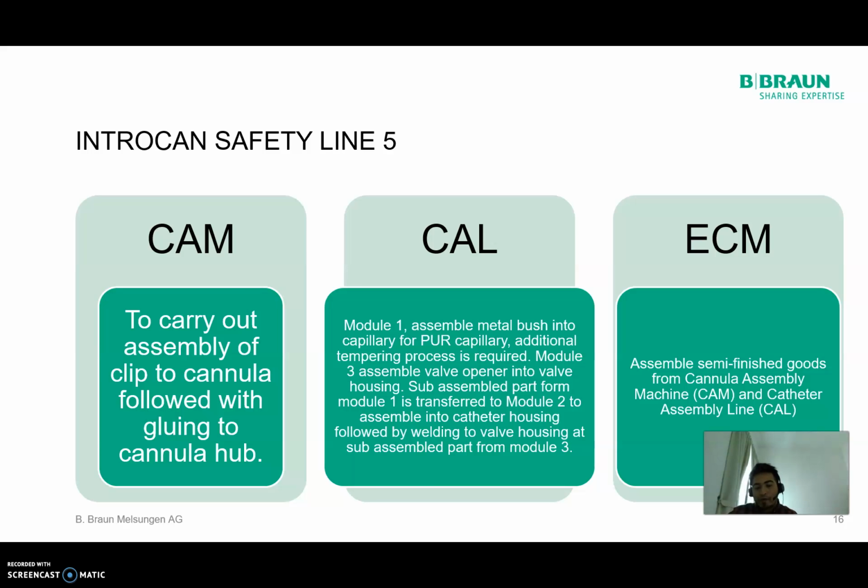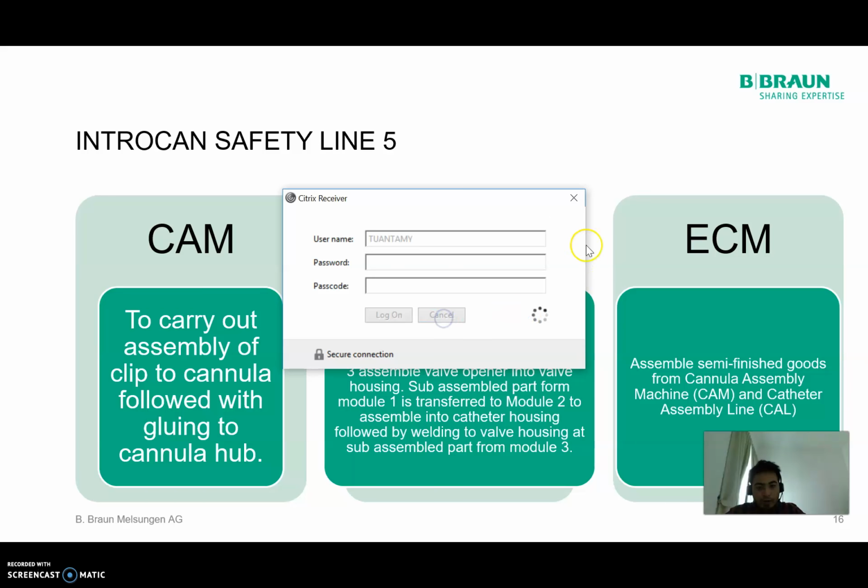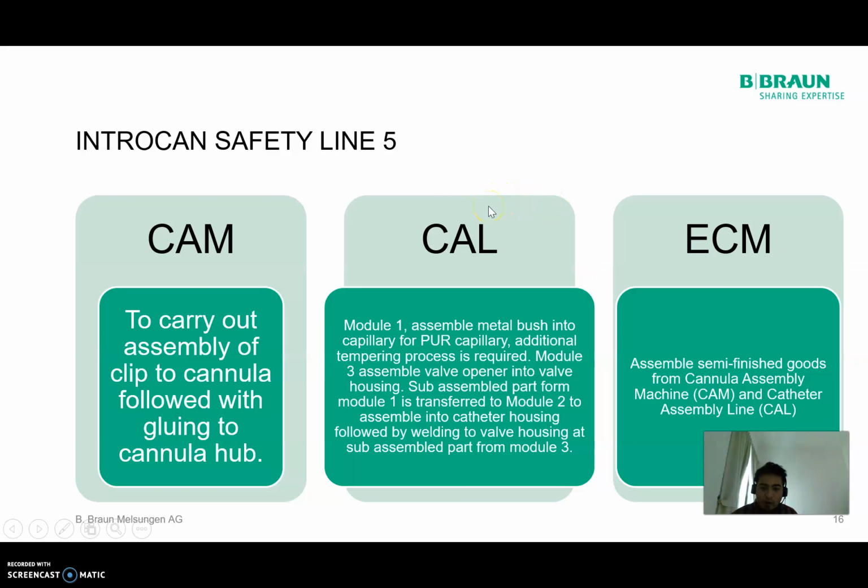The function of the CAM machine is to carry out assembly of the clip to the cannula, followed by gluing to the cannula hub. For the CAL machine, we have three modules. Module 1 assembles the metal bush into the capillary. Additional tempering process is required for module 3, which assembles the valve opener into the valve housing. The sub-assembled part from module 1 is transferred to module 2 to be assembled into the catheter housing, followed by welding to the valve housing sub-assembled part from module 3.